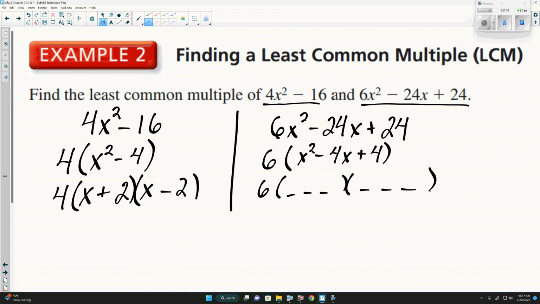Now we do need to factor x squared minus 4x plus 4. Since the 4 is positive, the signs are the same and they match the sign of the middle term, which would be negative and negative. Factors of x squared are x and x, because those are the only factors. Now for the factors of 4, do we want 1 and 4 or 2 and 2? 2 and 2. And x minus 2 times x minus 2 would be the correct set of factors.